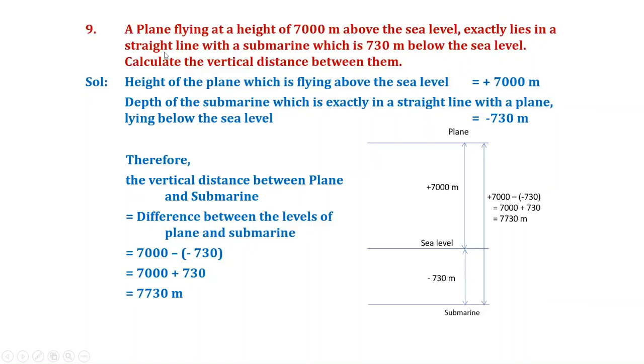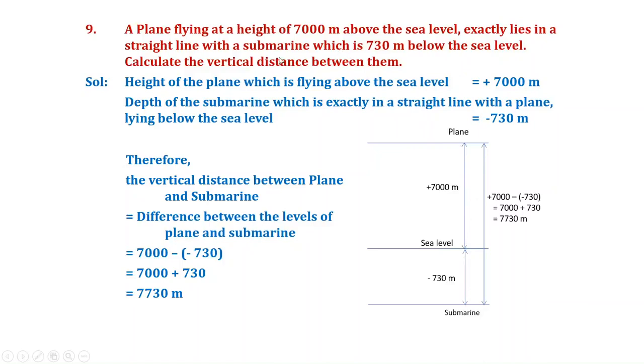So observe here, a plane is flying at a height of 7,000 meters. So it means 7,000 meters above the sea level. Sea level, you have to take as 0 meters here. From this, plus 7,000 meters above the sea level a plane is flying here. So the height in between sea level and plane is plus 7,000 meters.